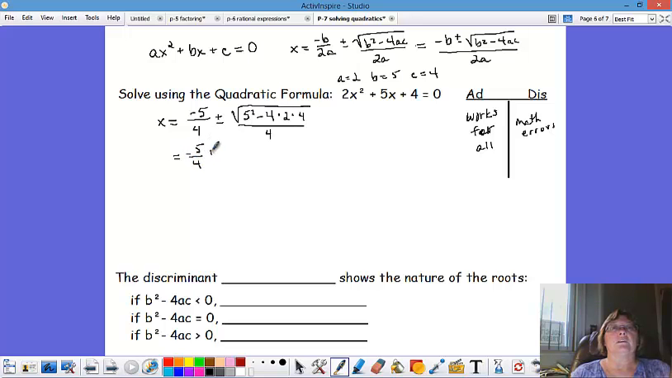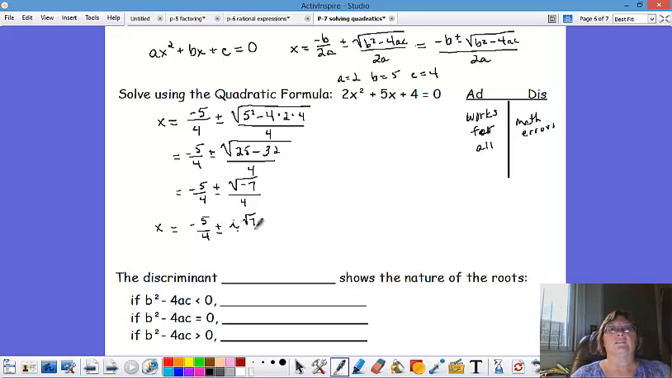Negative 5 over 4 plus or minus, and under the radical we're looking at 25 minus 4 times 4 is 16, 16 times 2 is 32. All of that's over 4. Keep on simplifying, you're almost there. Negative 5 over 4 plus or minus. On top it turns out to be the square root of negative 7 over 4. We already have dealt with that, so we know exactly what's going to happen next. Our final answer, x will be negative 5/4 plus or minus i times the square root of 7 over 4.